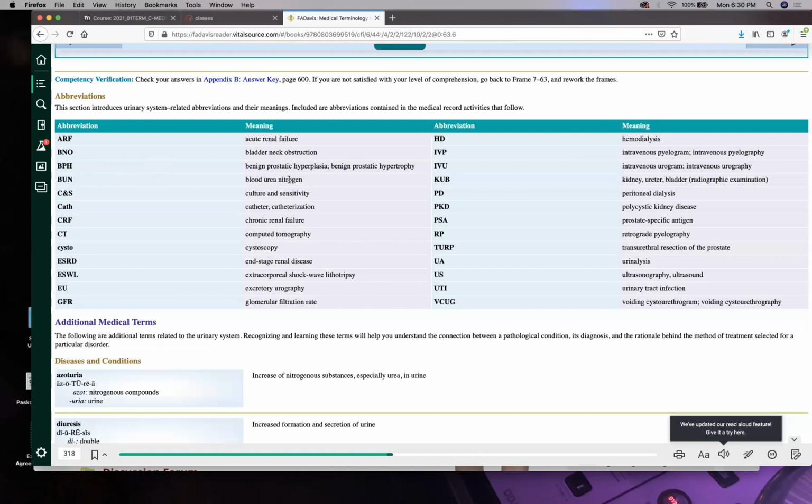BUN, blood urea nitrogen. How do we know you have renal failure? Well, other than having your kidneys on the floor, your urea, or the nitrogenous waste in your blood, starts increasing, like your BUN. That means you're in kidney trouble. C&S is culture and sensitivity. Culture is we grow whatever bacteria we find, and sensitivity is the second part of the test that tells us which antibiotic is best.